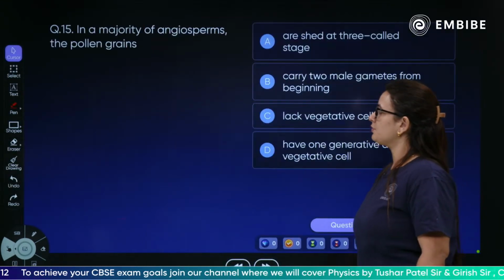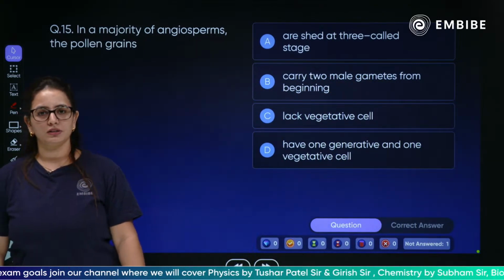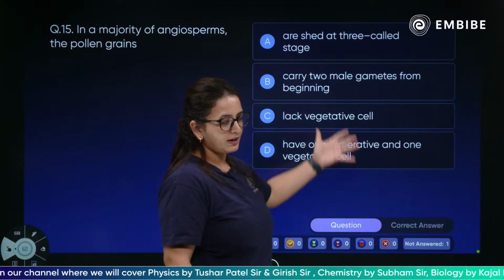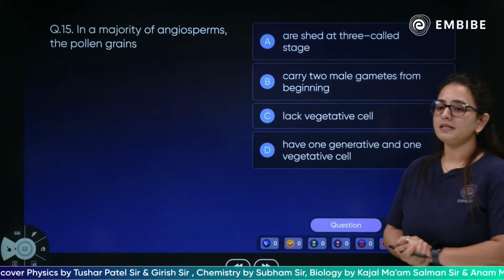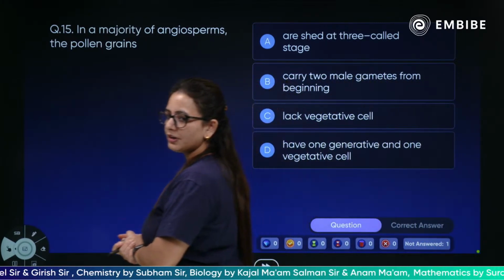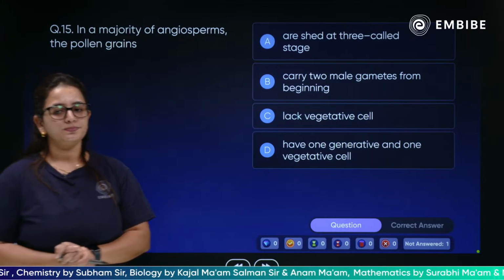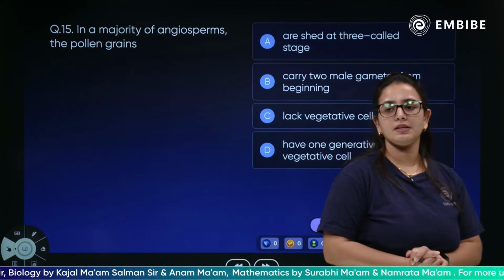Next question we have: in the majority of the angiosperms, the pollen grains have what? Which are the parts of the pollen grain in the majority of the angiosperms? What are the features of the pollen grains in the angiosperm?